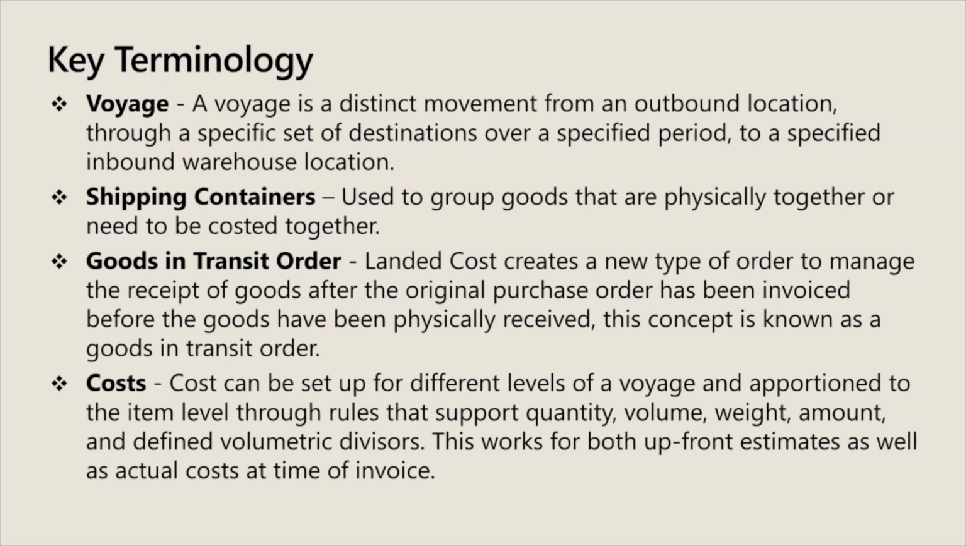And then finally, I mentioned the costs before as well. So this would be all of those cost setups, all the various different costs that you could set up for, as I mentioned, the freight, the customs, the duties, any fuel surcharges, insurance costs, et cetera. They could all be set up at the voyage level, at the shipping container level, or at the item level, and you can specify the rules for how those costs will be calculated and then automatically applied to either your purchase order or transfer orders.